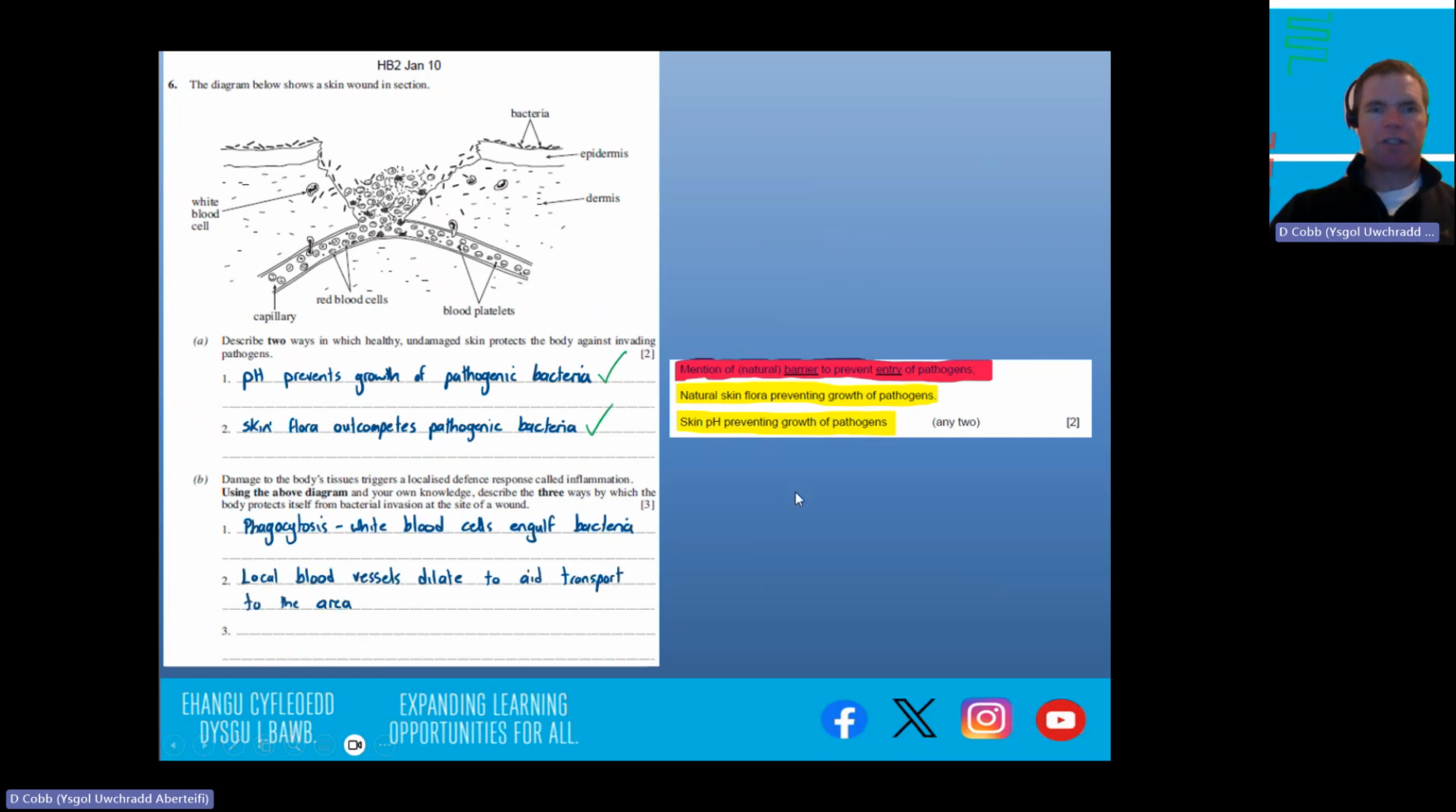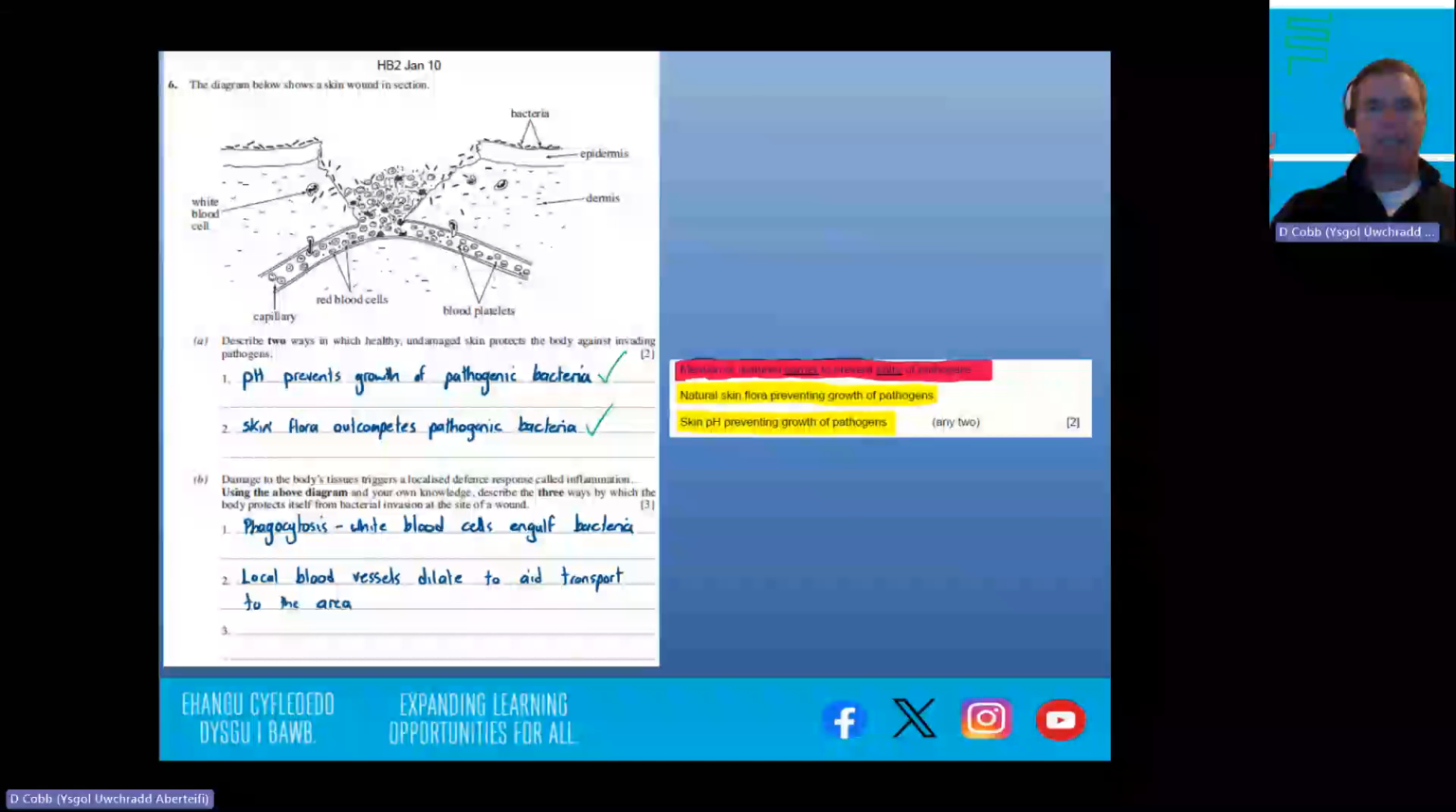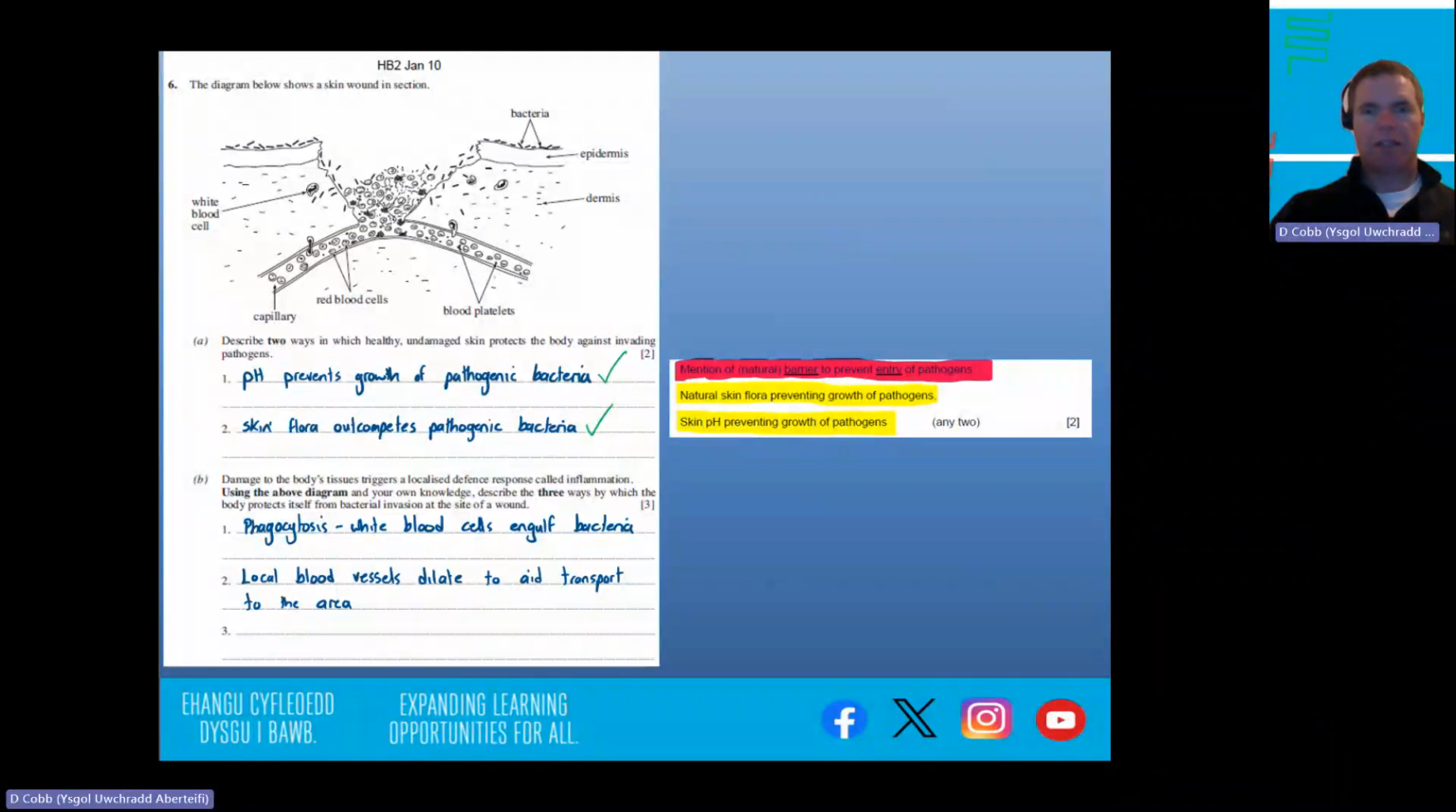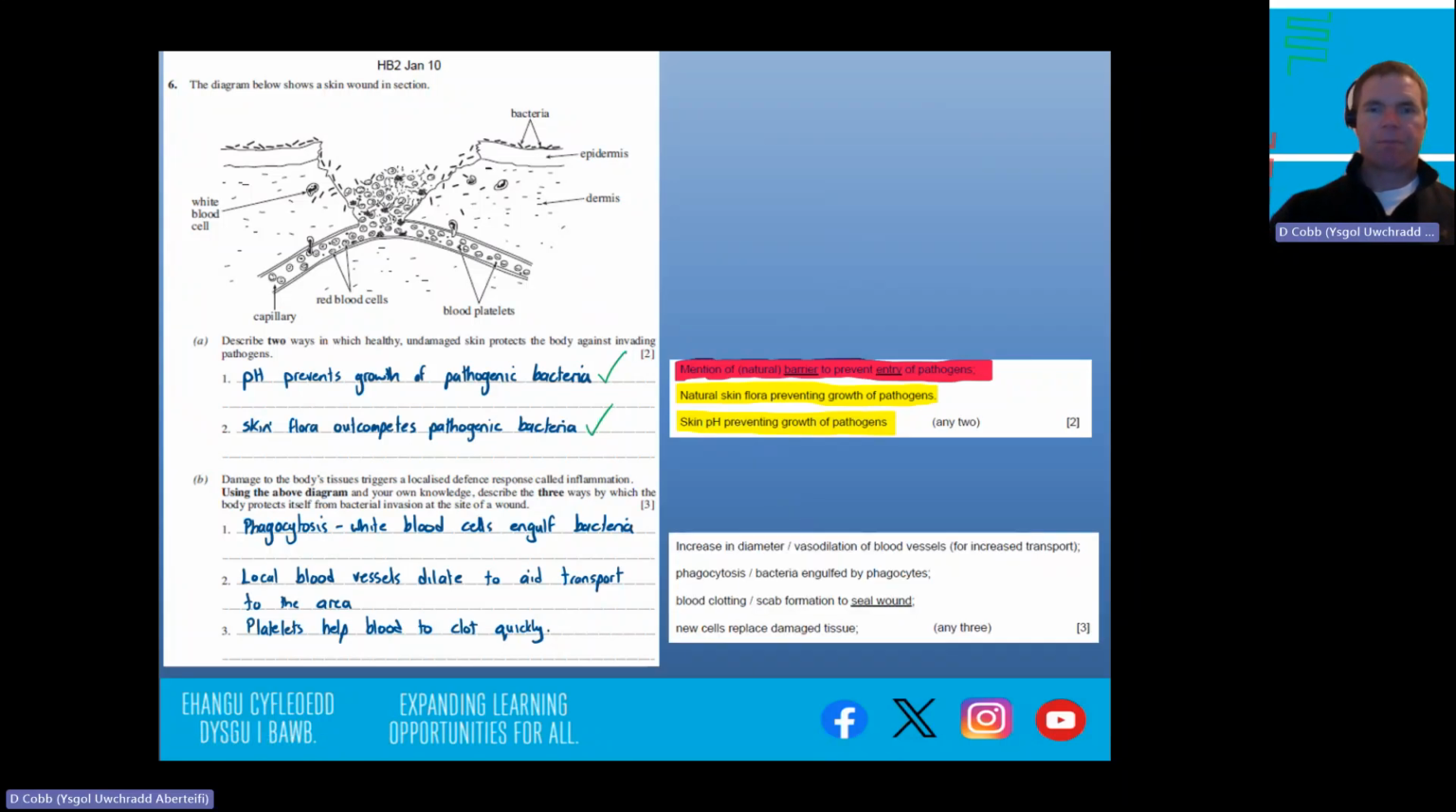So I'm saying phagocytosis occurs, and I've given some detail. What I mean by that, white blood cells engulf bacteria. I've said local blood vessels dilate to aid transport to the area, and I've also said that platelets help blood to clot quickly. So let's check now against the mark scheme, and we'll do the same thing again.